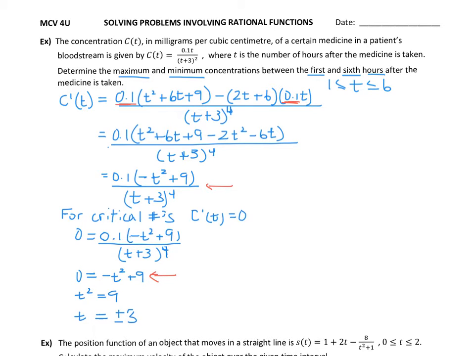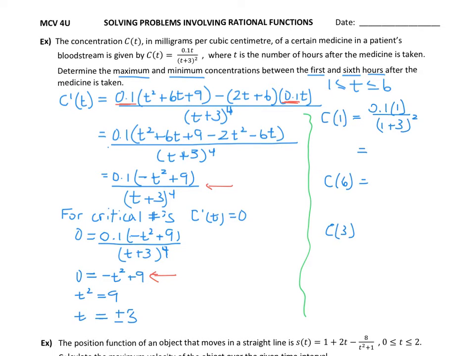Now, because we want the max and the min on that fixed interval, what I'm going to do next, let me just draw a little line across here so that we can separate this into two pieces. I'm going to actually evaluate the concentration at 1 hour, get its value. So I'm going to sub 1 into the original equation. So I have 0.1 times 1 divided by 1 plus 3 all squared. I'm going to get its value, and then I'm going to evaluate the concentration at 6 hours, and then also the concentration at the critical number, which is 3.